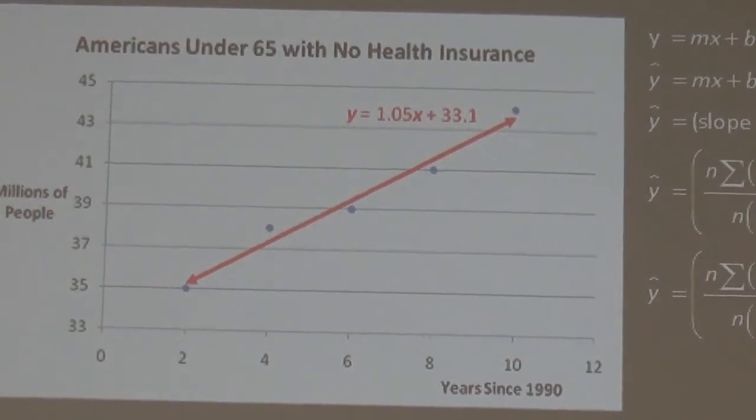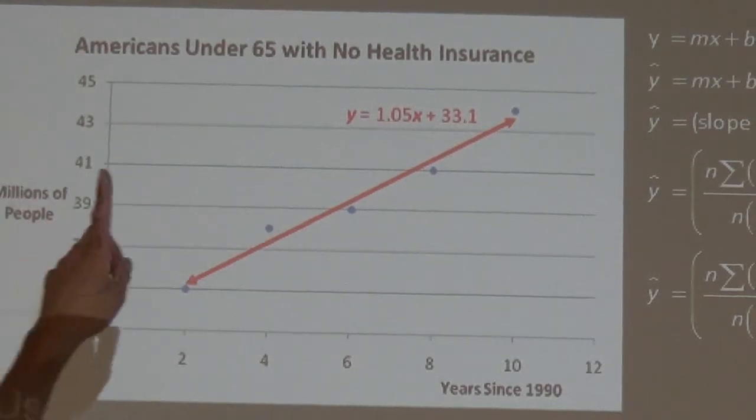There are two numbers up there, 33.1 and 1.05. The question is, which one is the slope? And it's the coefficient. Remember the word coefficient means? It's the multiplier, right? The constant number multiplier on x.